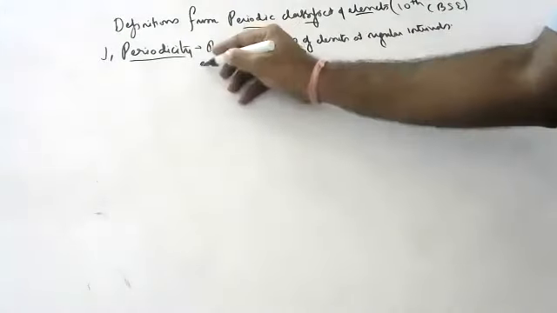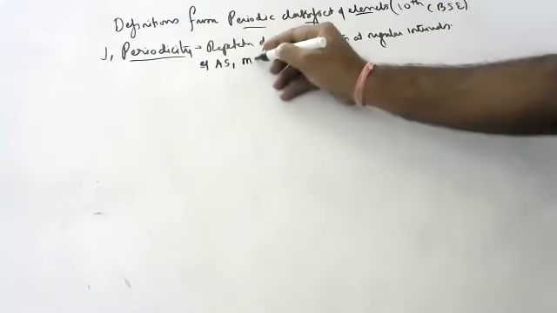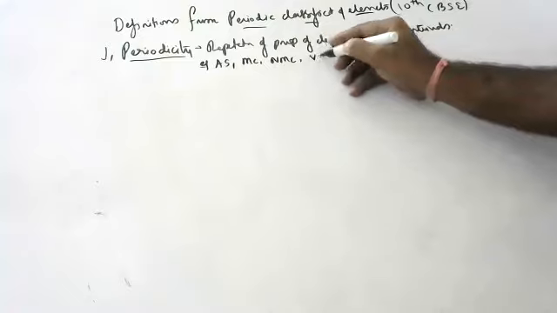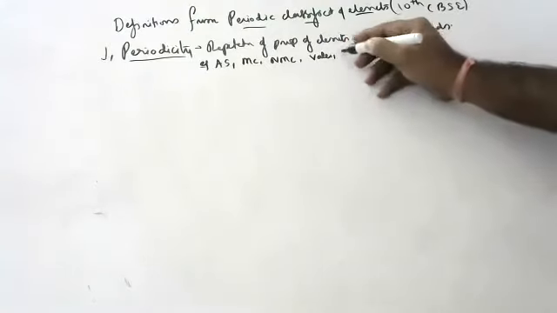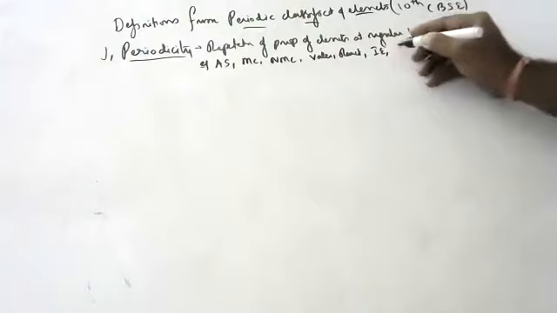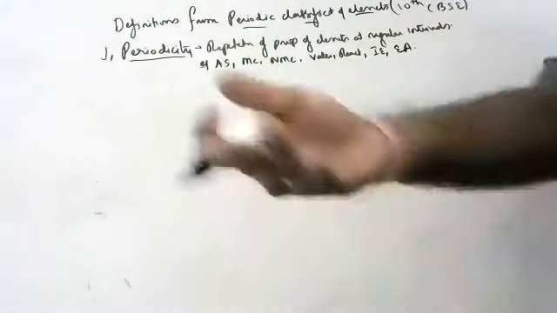Some examples: how atomic size changes in group and period, how metallic character changes in group and period, how non-metallic character changes, how valency changes, how reactivity changes, how ionization energy changes, how electron affinity changes in group and period. So many I discussed. We have videos also.